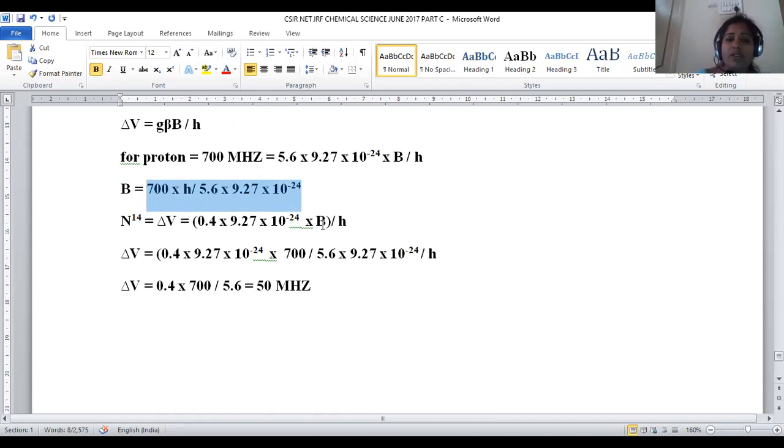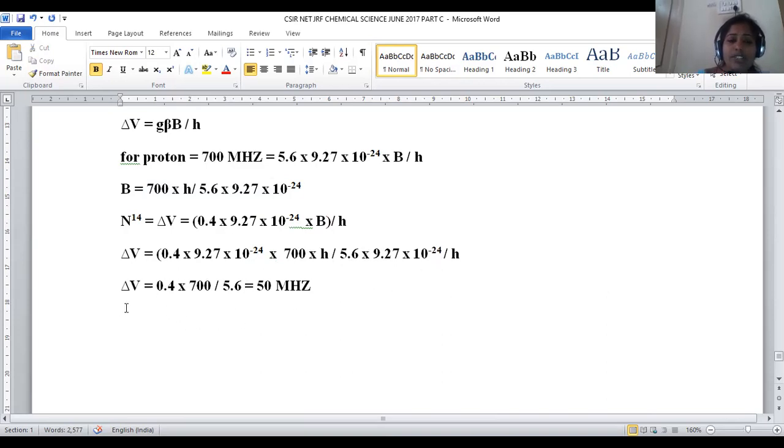Let us substitute this B value instead of this B. So it will become 0.4, 9.27 into 10 to the power minus 24. This B can be substituted: 700 by 5.6, 9.27 into 10 to the power minus 24. Here, one more term, that is H, will be there. H is there in numerator and denominator, both get cancelled. Then the remaining terms will be cancelled.